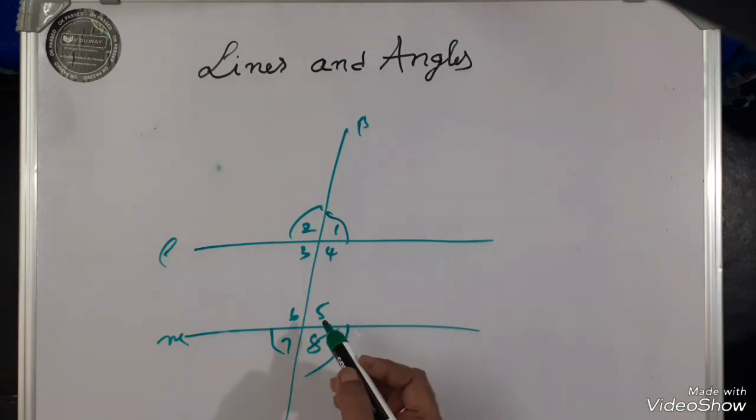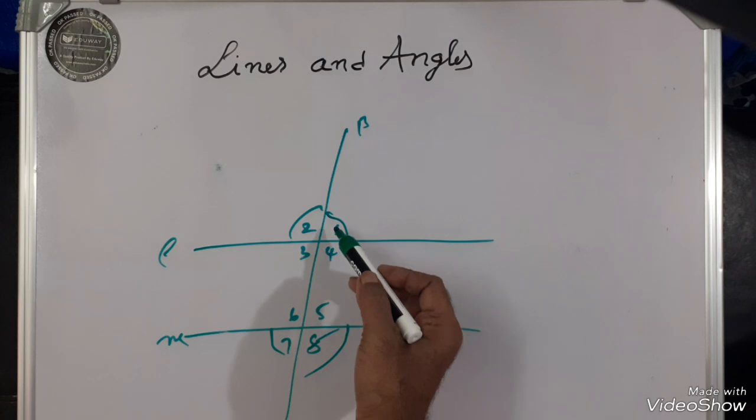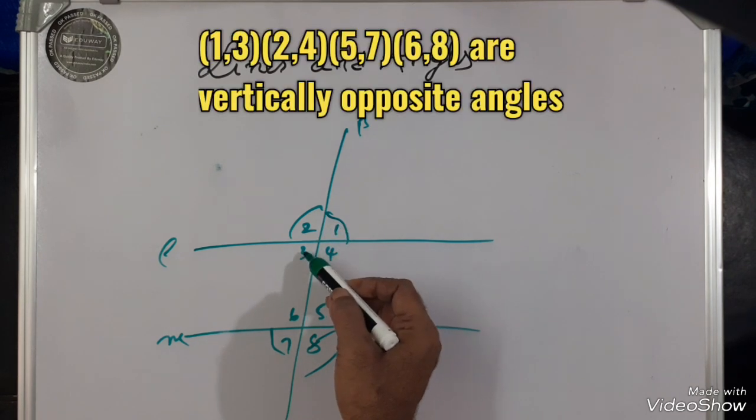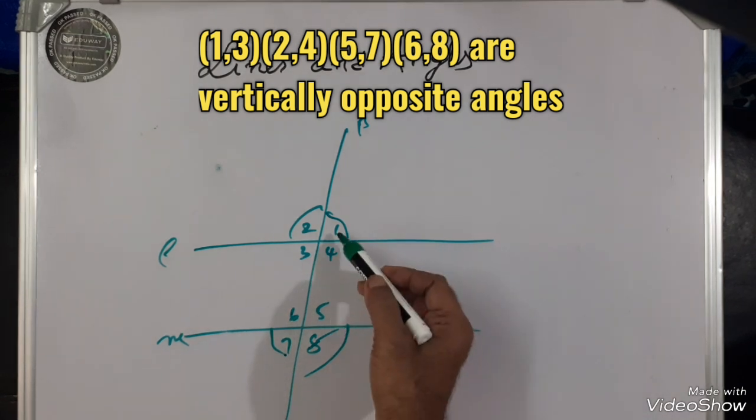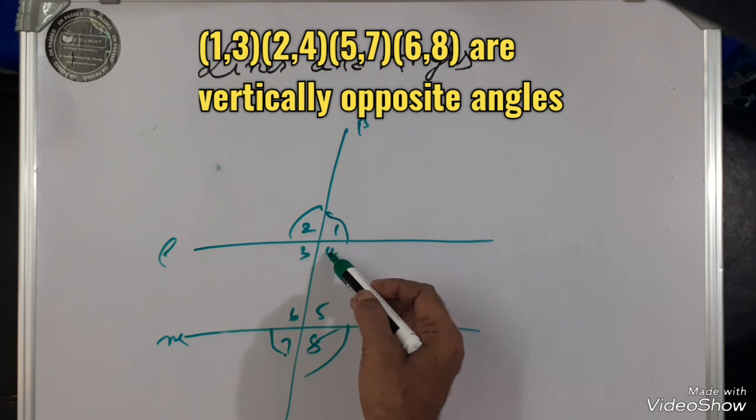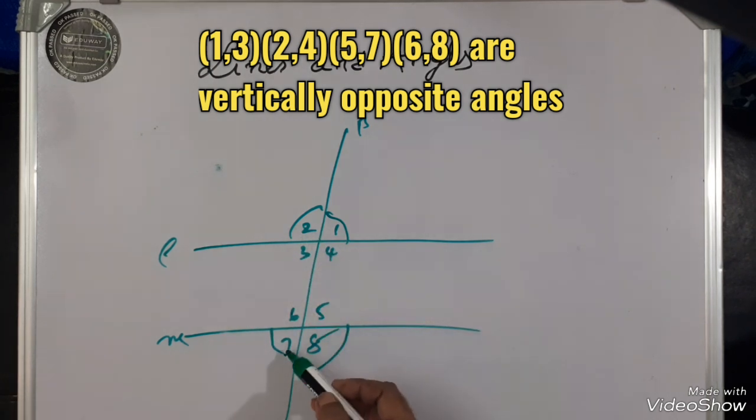Next, 1 and 3, 2 and 4, 5 and 7, 6 and 8 are called opposite vertical angles.